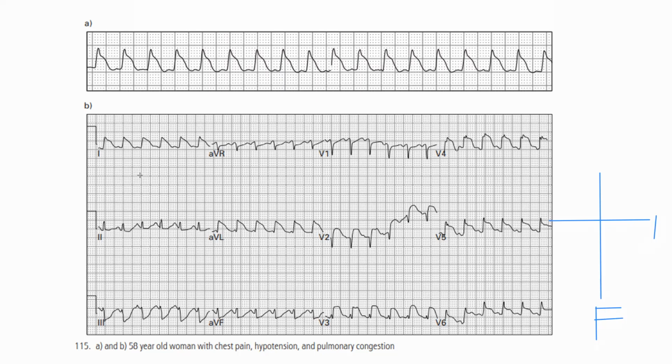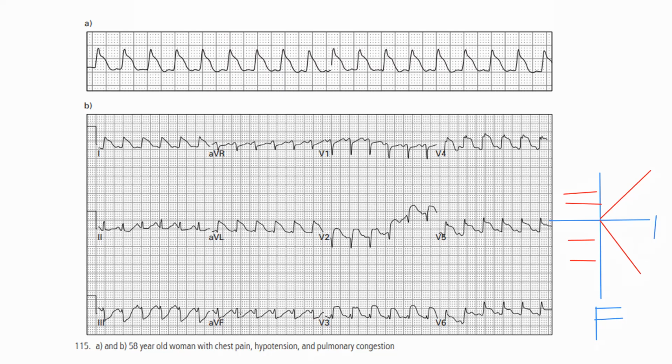So we've got lead 1 that we're looking at. Before we worry about morphology and things like that, we're just worrying about the axis. Lead 1 is pointing in a positive direction, so that means the axis is either a left-sided axis or a normal axis. We know for sure that it's not going to be an extreme right axis, and it's not going to be a right axis.